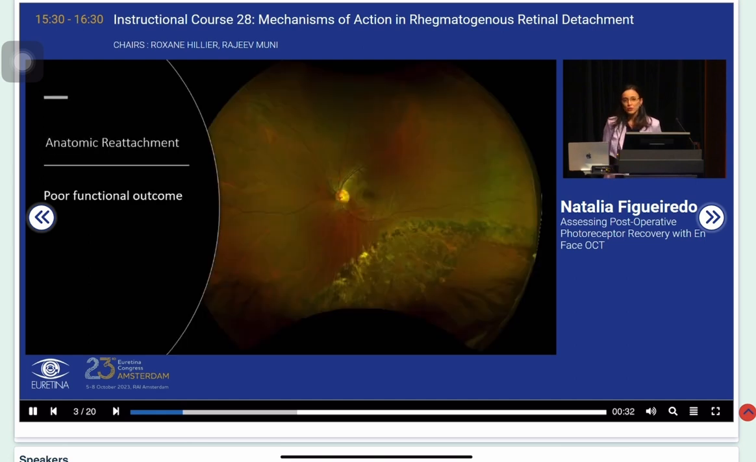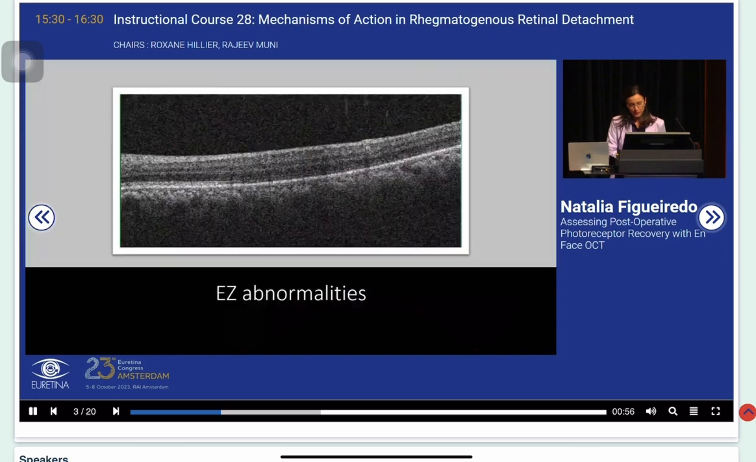I'm going to start with a real case. A patient comes to your office presenting with a successful anatomic reattachment after a macula-off rhegmatogenous retinal detachment. The retina looks great and it's fully attached, but the functional outcomes, including visual acuity, are reduced and the patient is unhappy. So let's look deeper. Looking at the cross-sectional B-scan OCT, we can see that the EZ shows abnormalities, but it is hard to get a sense of how extensive it is.